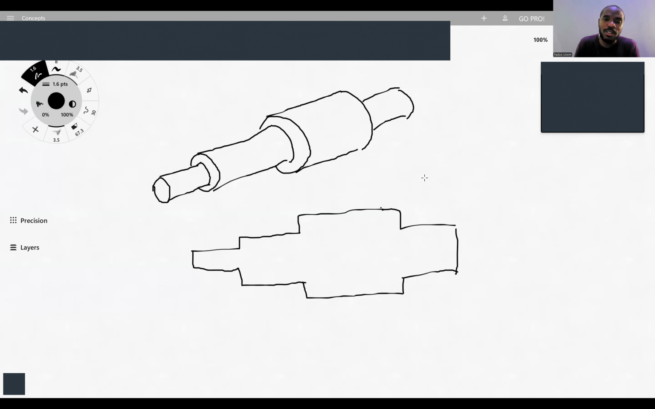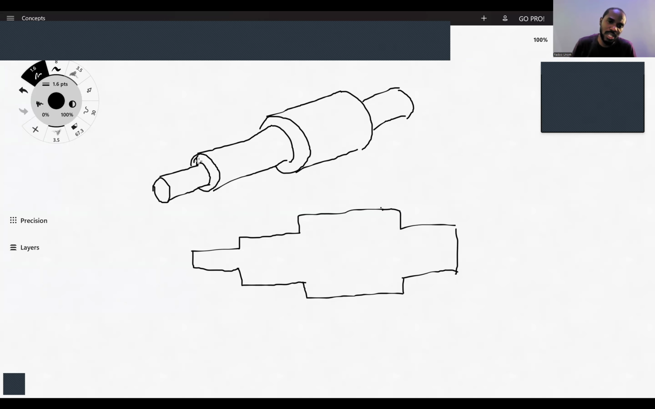So this is what we call stepped shafts. And the advantage of having a stepped shaft is that you have these shoulders. We call these guys here shoulders. These are the shoulders of the shaft. These shoulders provide a means of axially locating.